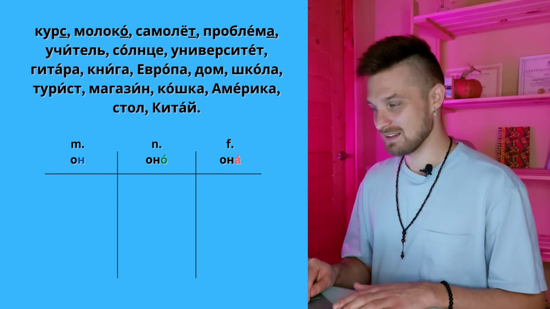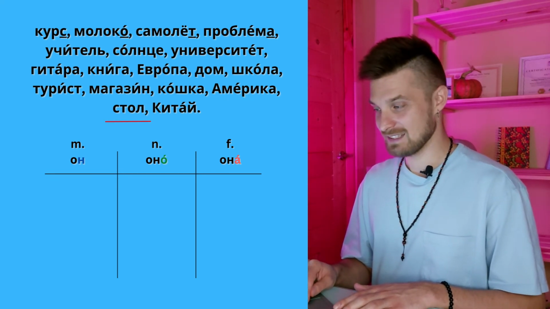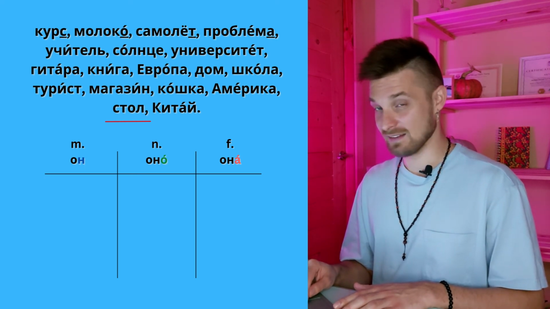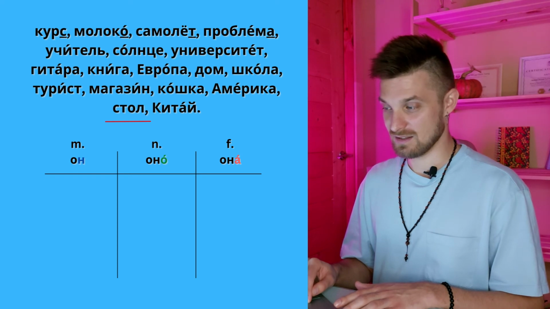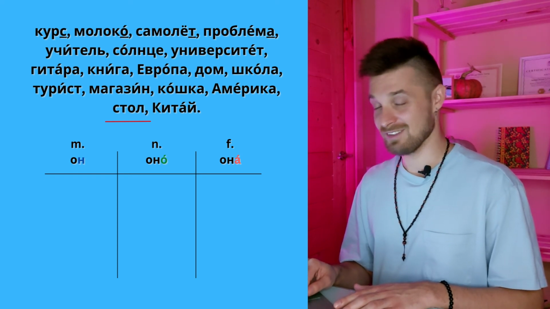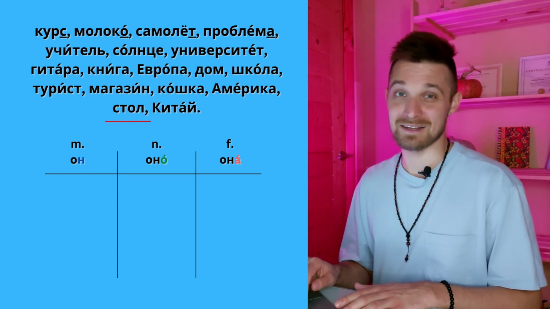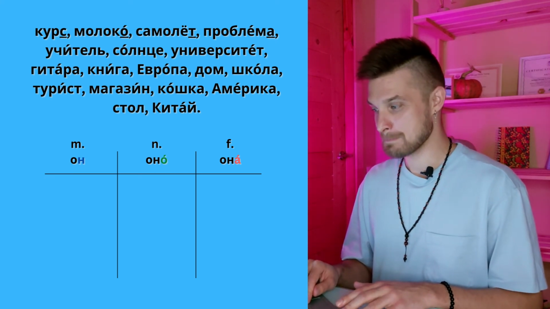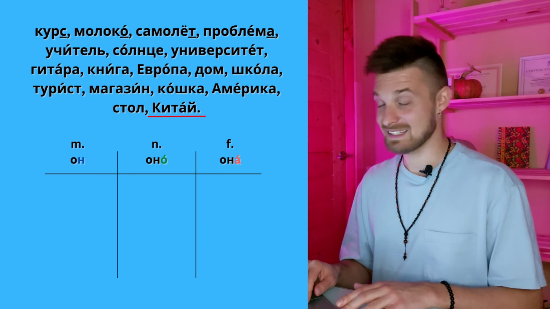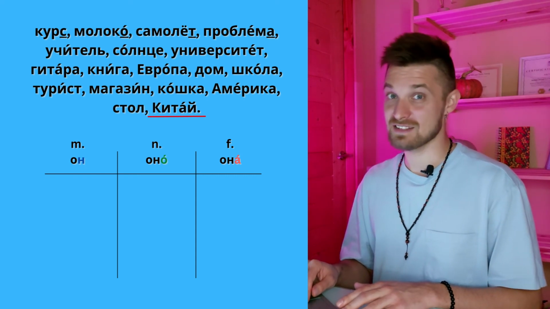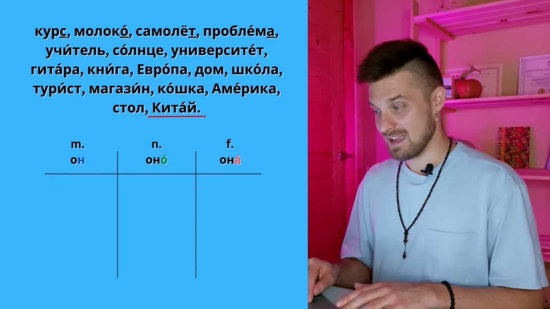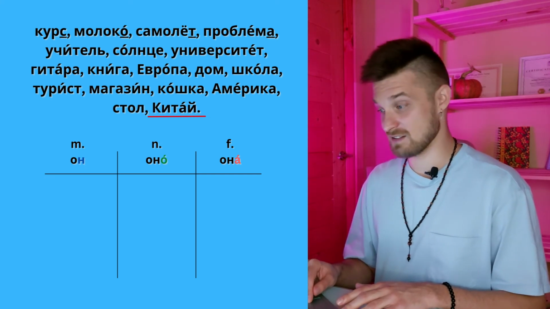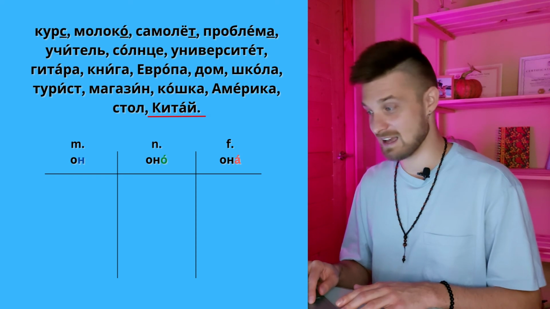Okay. Стол. Стол ends with the consonant l, so it's masculine. Стол, it's like mesa, you know, so it's a table. And the last one, Китай. Китай means China, by the way. And this й, we consider it as a consonant, so it goes to the masculine, Китай.